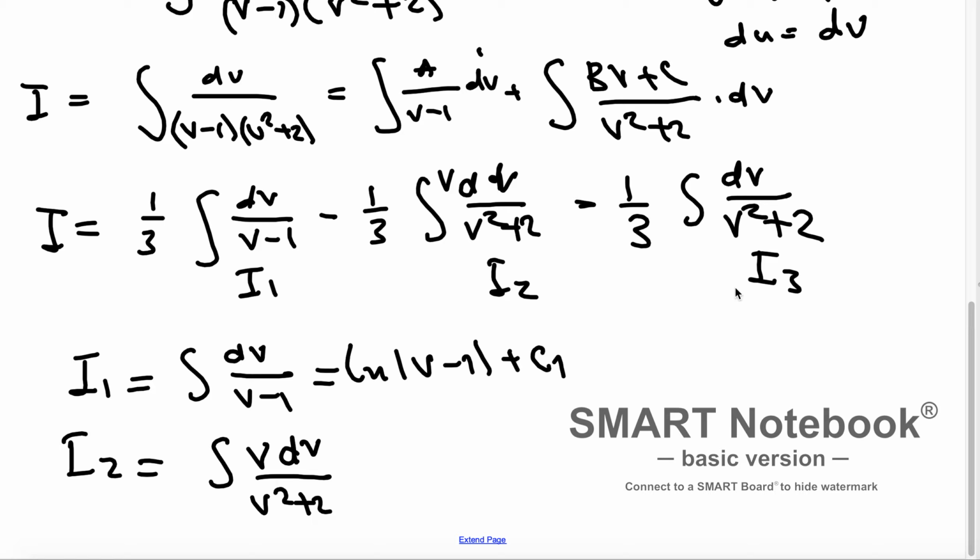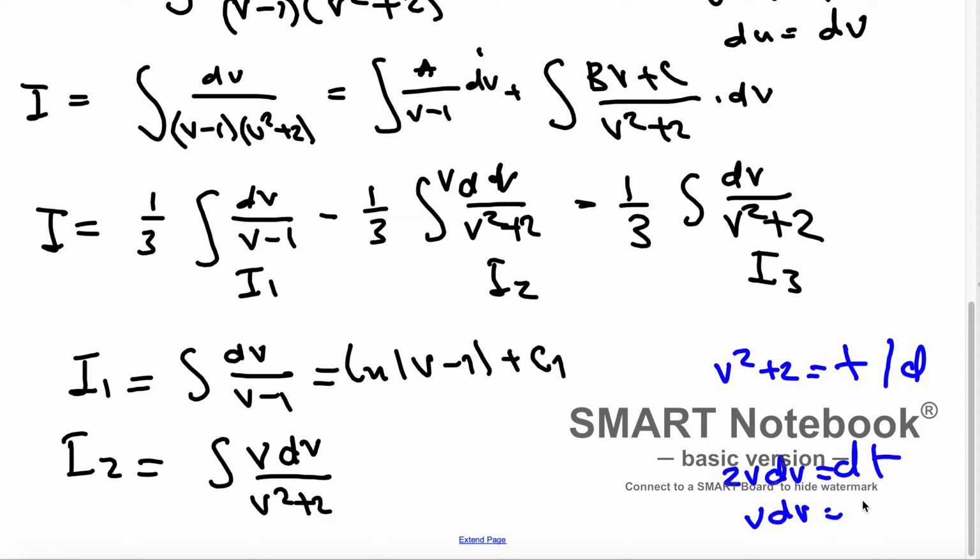So this one we can substitute a little bit. Instead of the v squared plus 2, we can take a t. And if we are taking the differential of both sides, 2v dv is going to be dt. But if we are dividing everything by 2, v dv can be written as 1 over 2 dt. And now whenever I have v dv, I can write 1 over 2 dt. So this one can be in this form, 1 over 2 dt, and v squared plus 2 is equal to t.